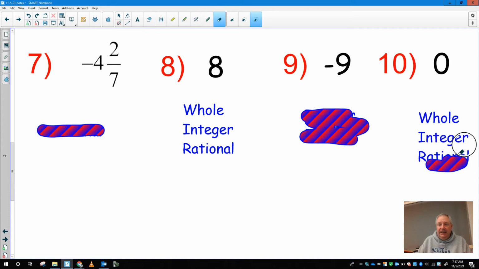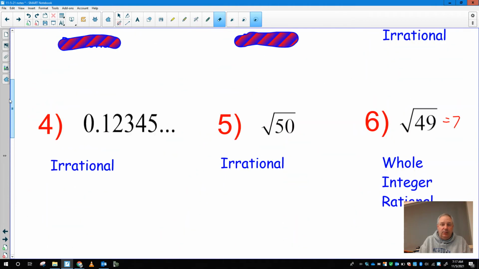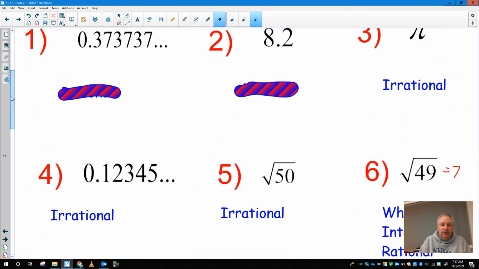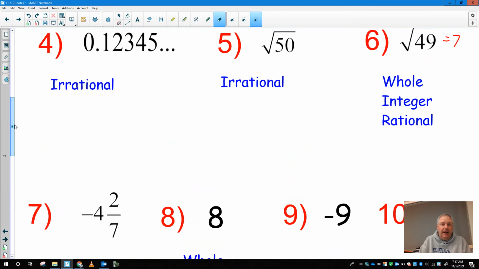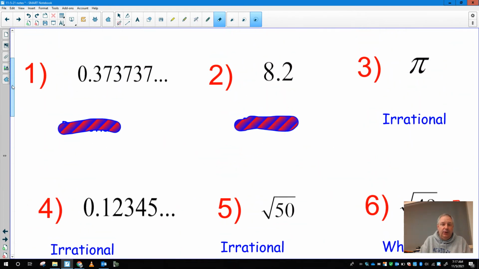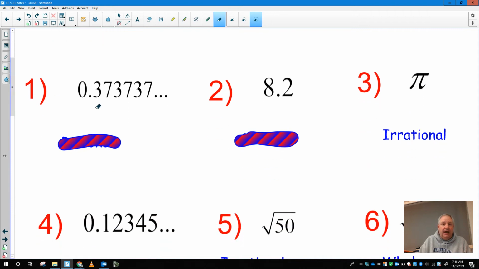All right, let's find integers next. Integers are also inside of the rational part. So the only integer we have would be number 9. If it's an integer, it's also rational. Again, you can make it into a fraction. That's what rational means. All right, and the rest of them should then be numbers that you can just make into a fraction, but they're not whole or integers, which means they're just rational.